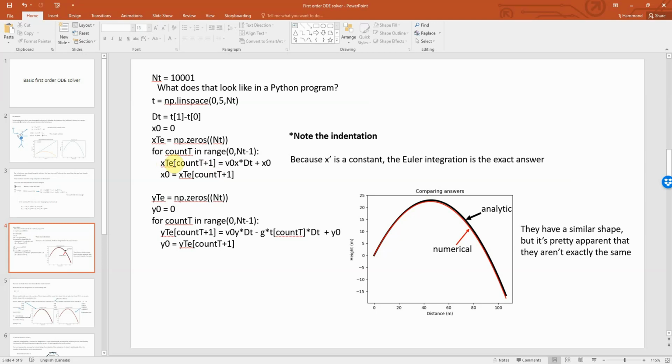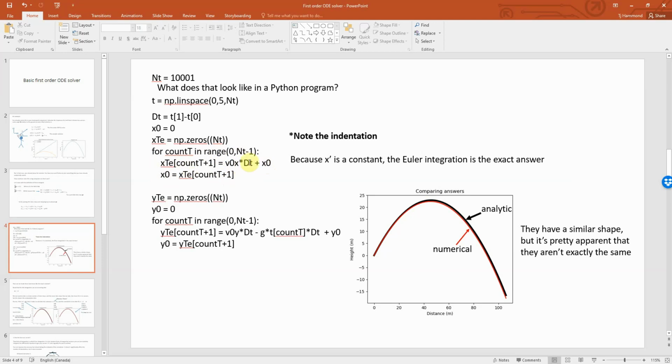So we have this xte, so this value in this array of count t plus 1. Since we're starting at t equals 0, we want the next value. So the second value in this array will be v naught x times dt plus x naught. And then x naught we started at was 0, and we end this loop by saying that x naught is this current value of xte. And then we just put that into this for loop, so that means this initial value here will be this initial value here, and then xte will increase by an amount v naught x times dt.